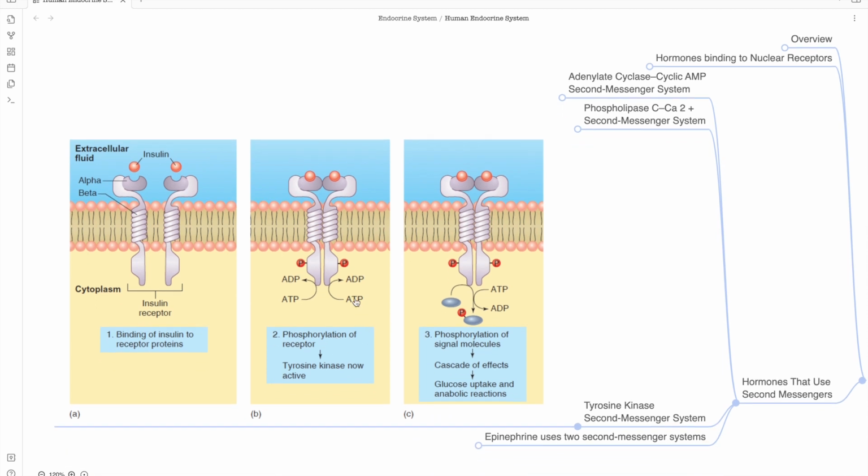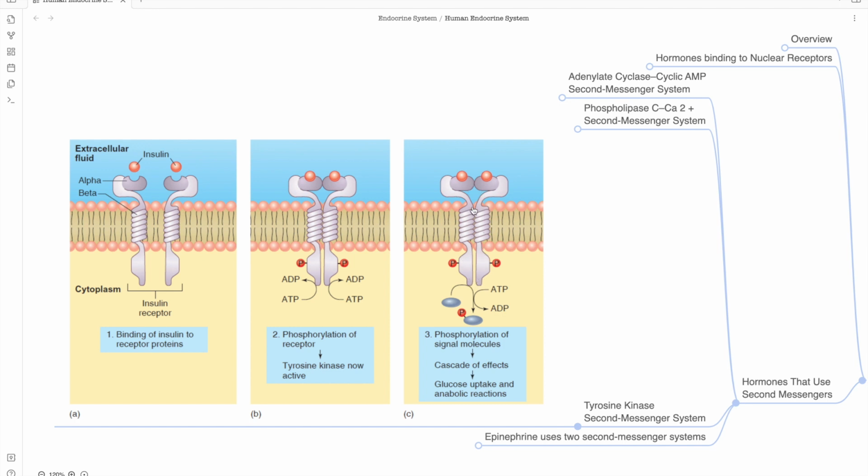So there is a phosphorylation of the receptor, and now the tyrosine kinase is activated. For this phosphorylation, 1 ATP is getting converted into ADP, and both these receptors are getting phosphorylated at the tyrosine residues. Okay, remember this.